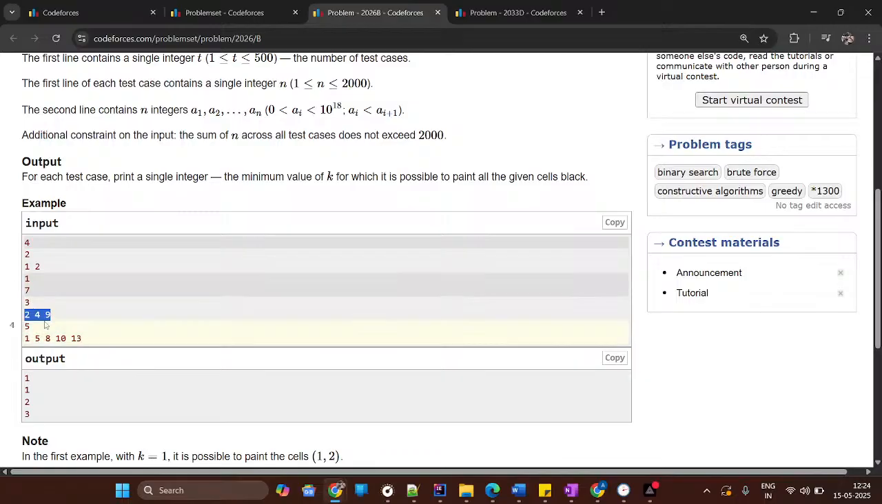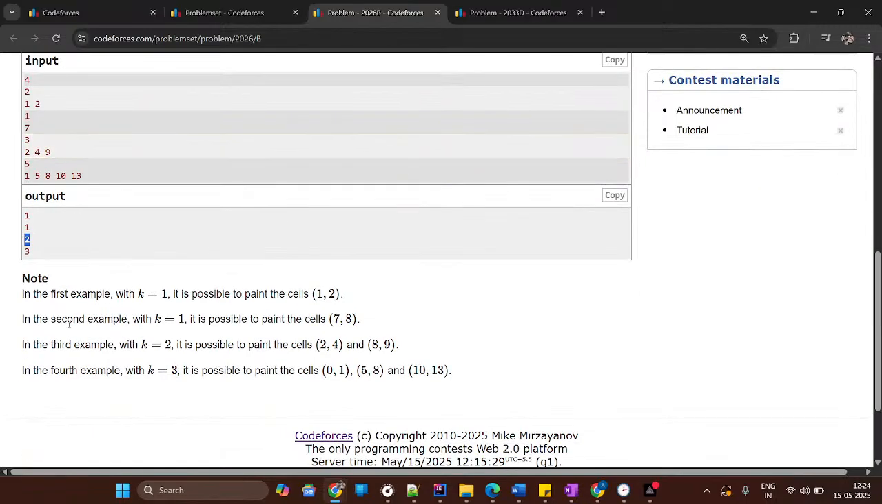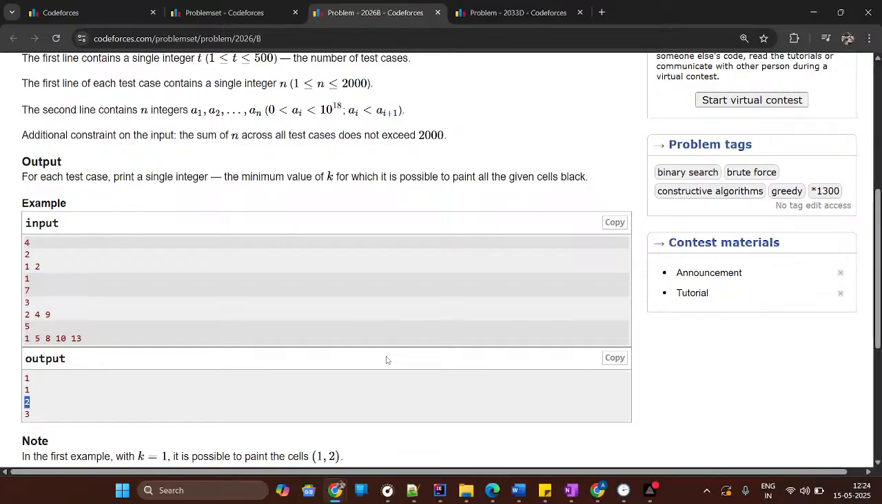What's the answer for this? It's 2. How come? Okay, it's possible to paint 2, 4, and oh, right. Why am I checking the gap between this? Yeah, I can just put 7 and I can put a 7 comma 9, or I can use 8 and I can do a 8, 9. Okay, okay, okay. I think I understood the question.